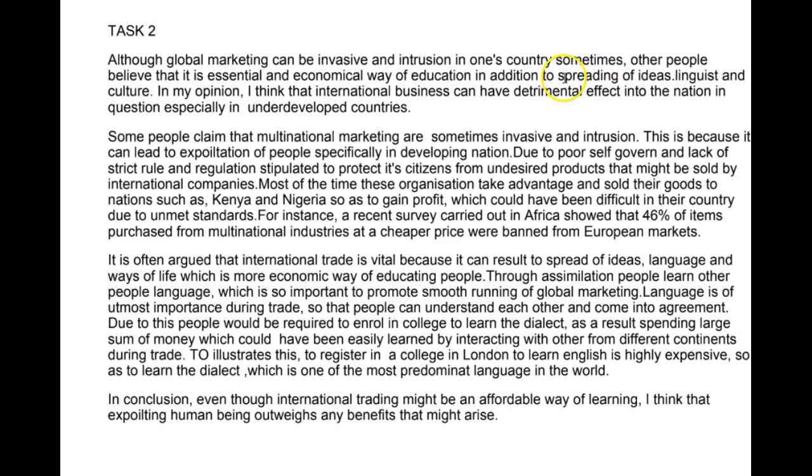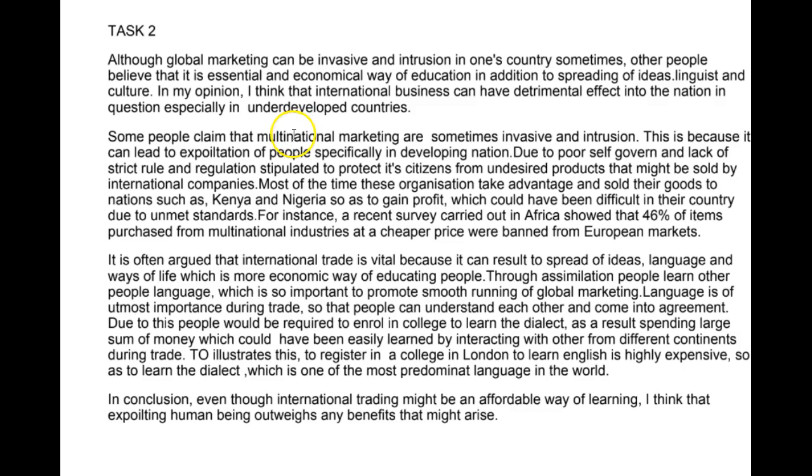Okay. So in addition to spreading of ideas, linguistics. In my opinion, I think that international business can have detrimental effects, plural, on the nation in question, especially in underdeveloped countries. Okay, let's see how you develop that.